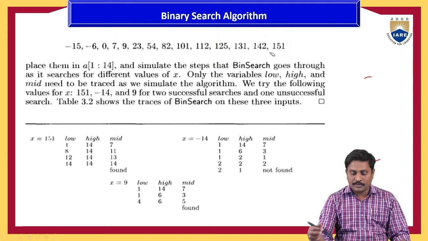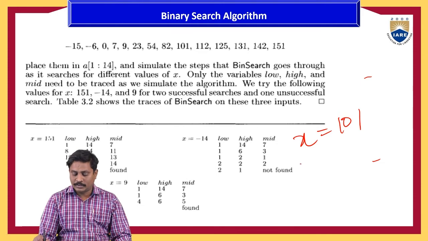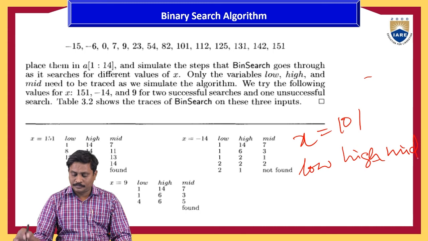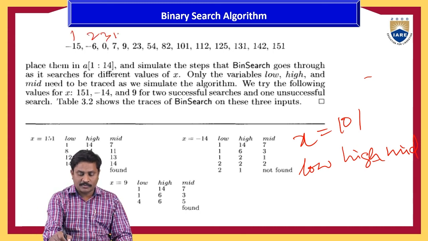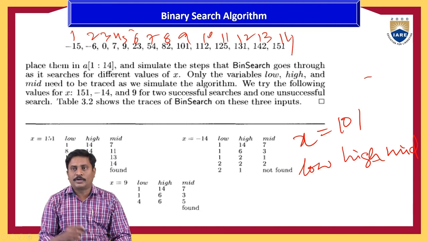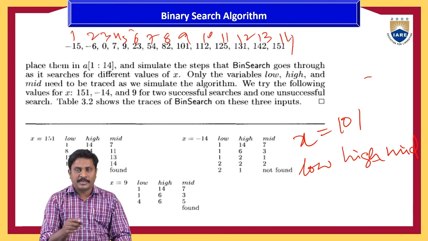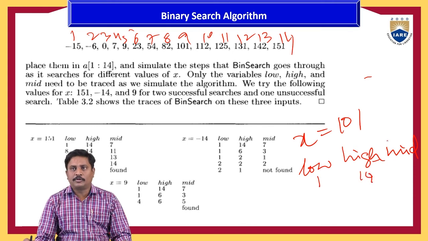So, for example, here we'll take some x equal to 101. First, the low value, high and mid. Initially, the low value is the first position. First, second, third, fourth, fifth, 6, 7, 8, 9, 10, 11, 12, 13, 14. Totally there are 14 positions. A of 1 is minus 15. So, low value is 1, high is 14, 1 plus 14 by 2, 15 by 2, means 7 point something, means 7.